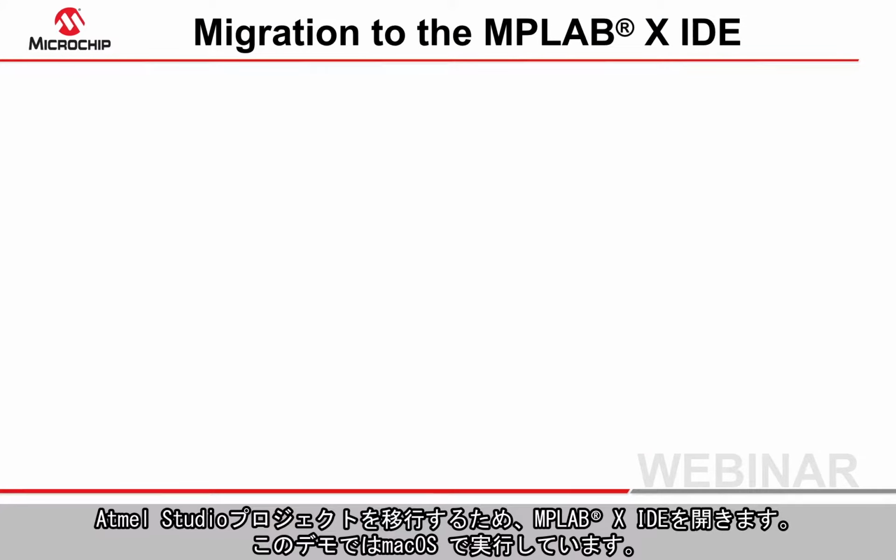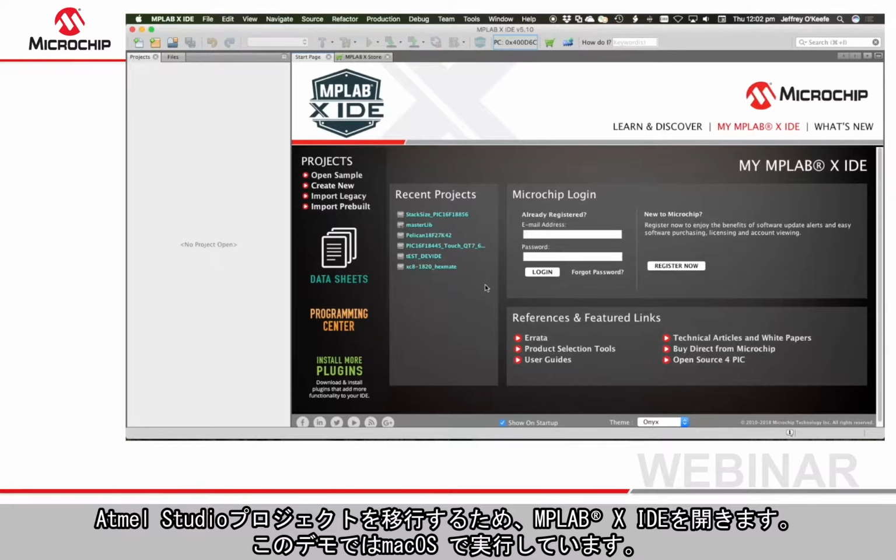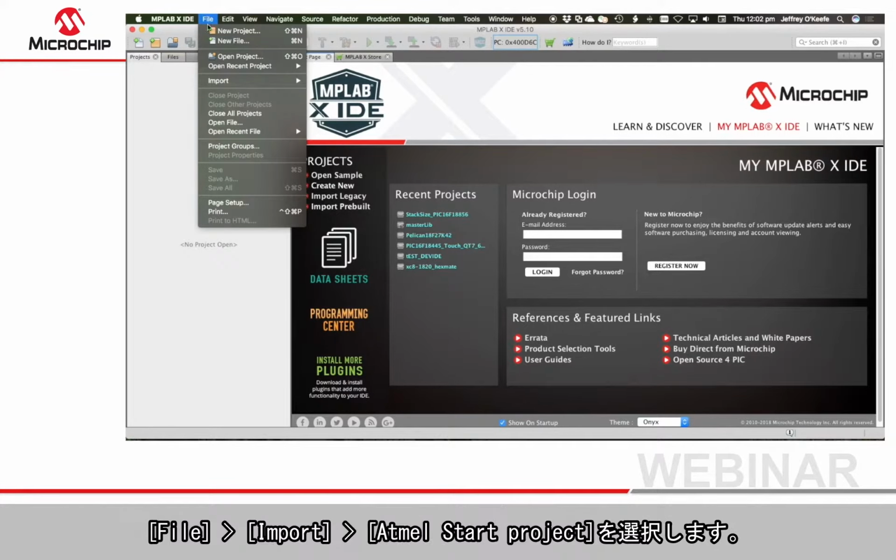To migrate the Atmel Studio project, open the MPLAB X IDE, which I have running under Mac OS X in this demonstration. Select File, Import Atmel Studio Project. Navigate to and select the project you wish to migrate. Look for the file with the cproj extension. The target device is selected for you.